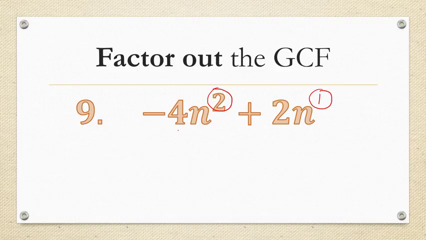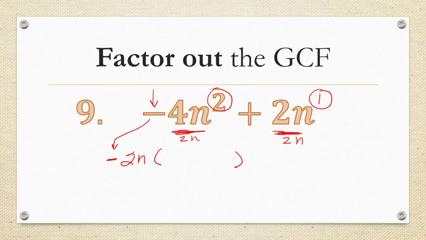Okay, now let's look at 4 and 2. What's a number that we can divide out of 4 and 2? 2. All right. Then each of these terms has an n, so we can divide out one n. Now, here's the thing. If the first term has a negative, you need to divide that out. So if I divide this term by 2n, and I divide this term by 2n, 4 divided by 2 is 2. And if I take one of the n's away, it leaves me an n, plus 2n divided by 2n, 2 divided by 2 is 1.